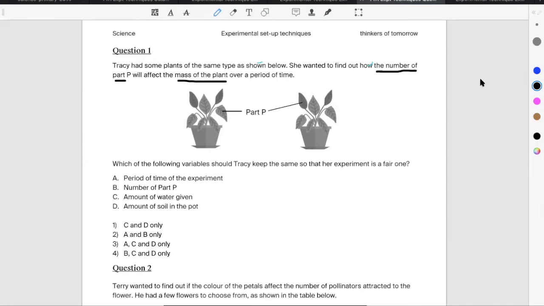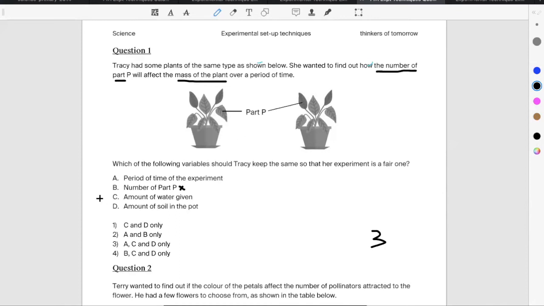So which of the following variables should Tracy keep the same so that the experiment is a fair one? Yep, some of you got it, right? So basically, whatever you do, you can only change part P. You can only change the number of part P. So in this case, which one must be the same? The period of time of the experiment for sure. Number of part P? No, because that's the change variable. Amount of water given also has to be the same. Amount of soil given also must be the same. So your answer is definitely 3. It's a very simple question.